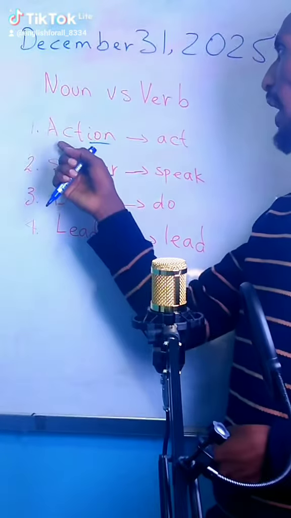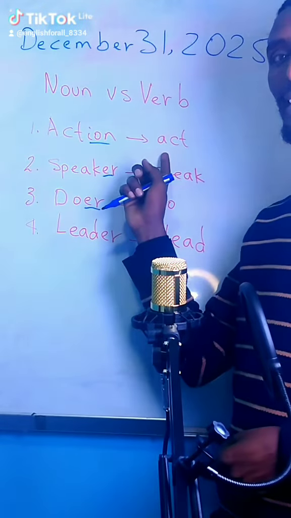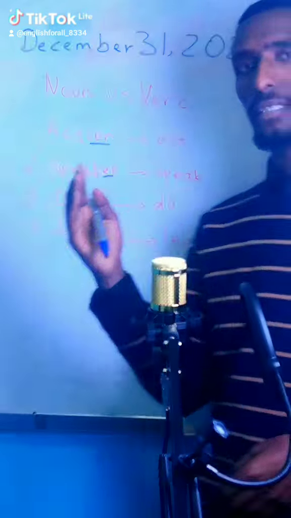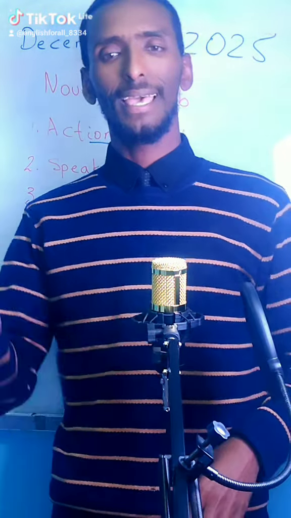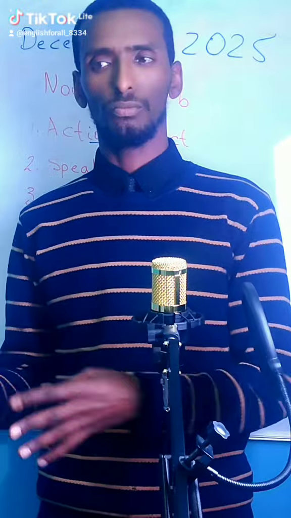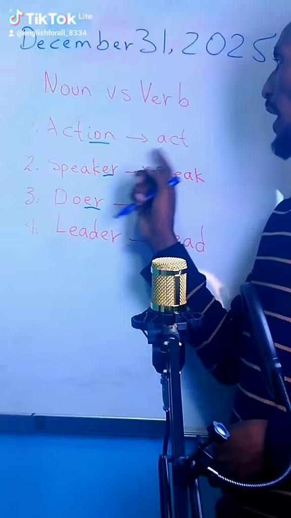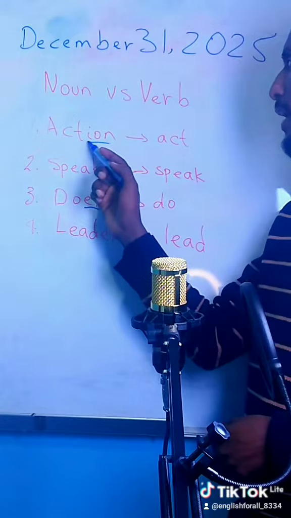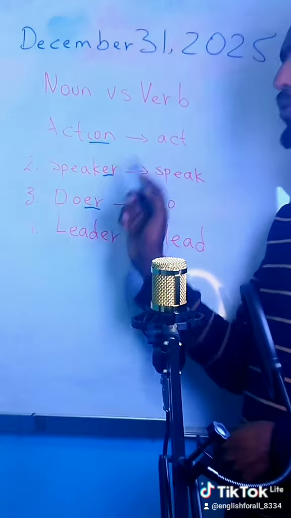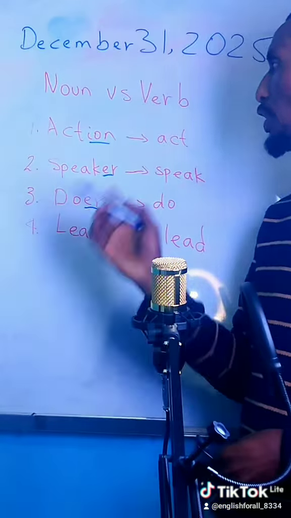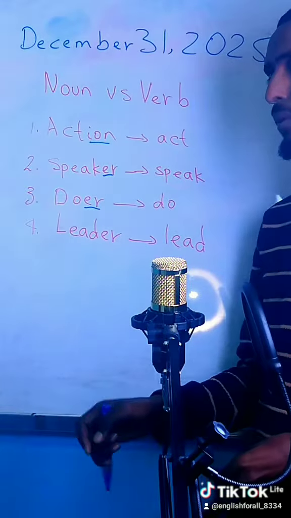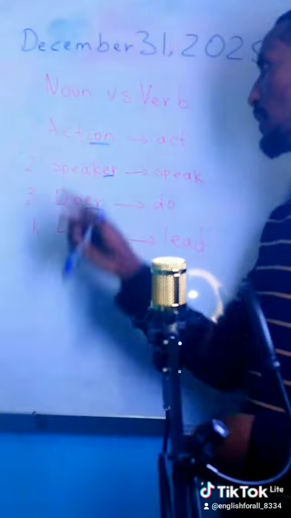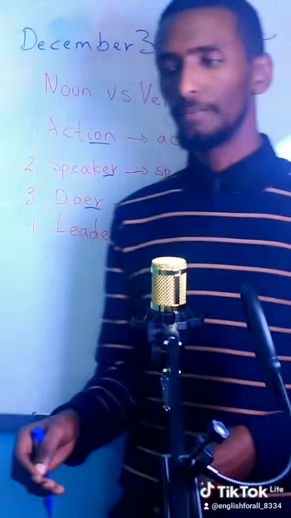Basically, when you say action, the base word is act, which is a verb. Act now, right? Act now. And what's added here, as you can see, is ion, and then we convert it into the noun action, right? Action is a noun. How can we know it?